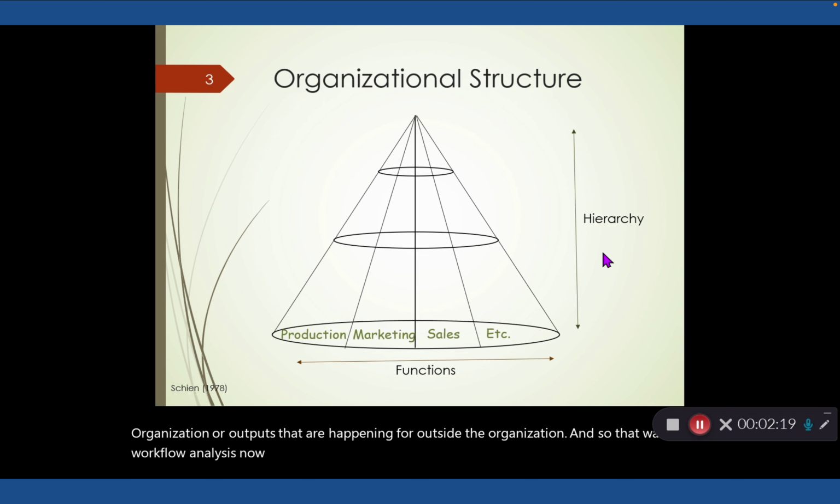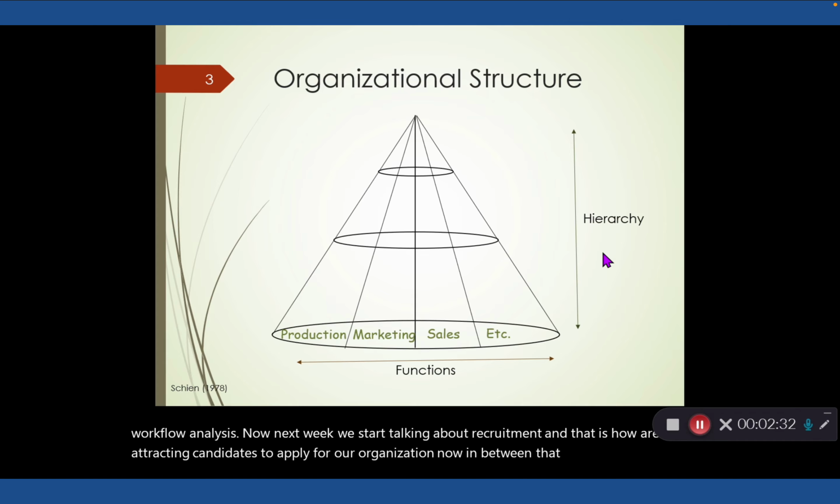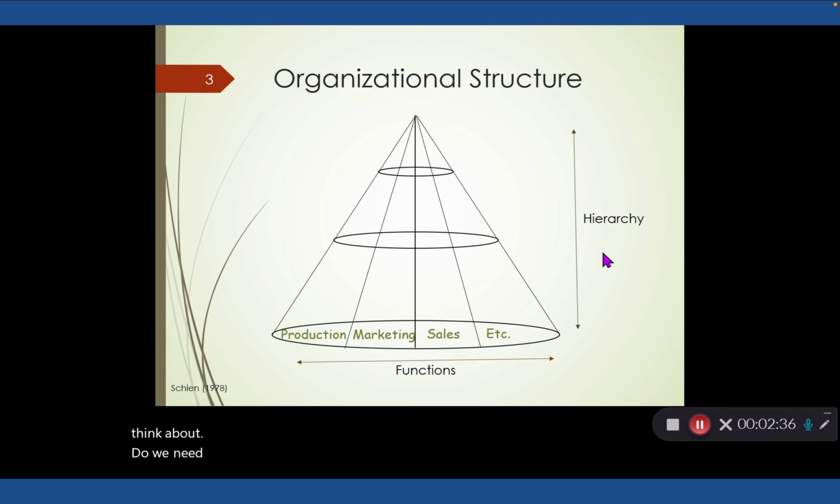Now, next week, we start talking about recruitment, and that is how we are attracting candidates to apply for our organization. In between that, we have to actually think about, do we need to recruit? What kinds of skills do we need to recruit? So this is where planning comes into play.